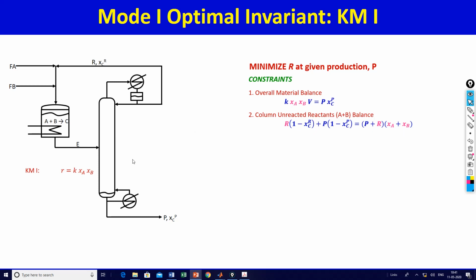Left hand side is the amount of A and B leaving up the top, and the amount of A and B leaving down the bottoms. Leaving up the top is this recycle term, leaving down the bottoms is this P term, the product term, and 1 minus XA. It's a ternary system, so XA plus XB must be equal to 1 minus XC, for the recycle stream and for the product stream. So the left hand side is A and B leaving the column.